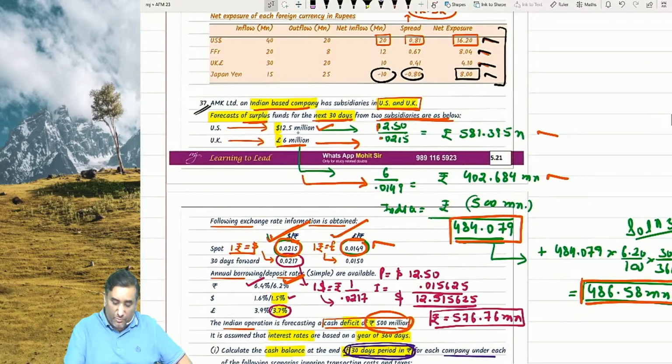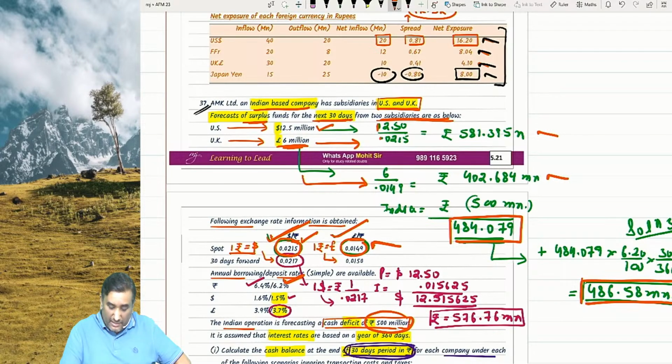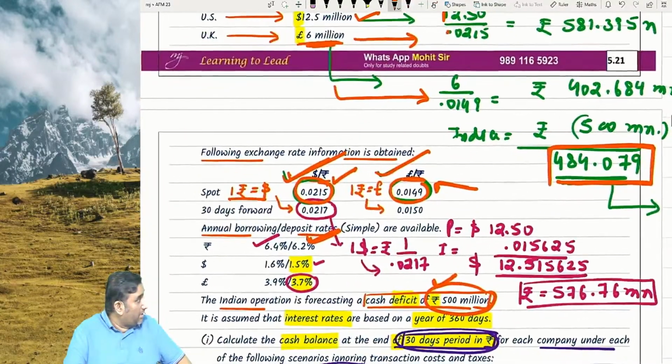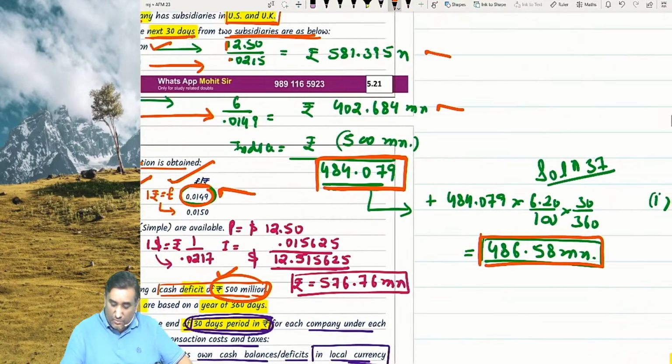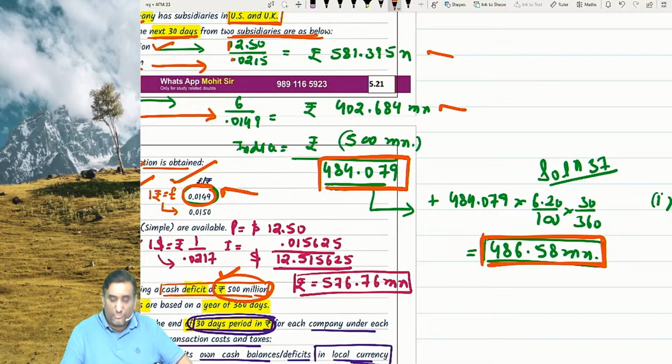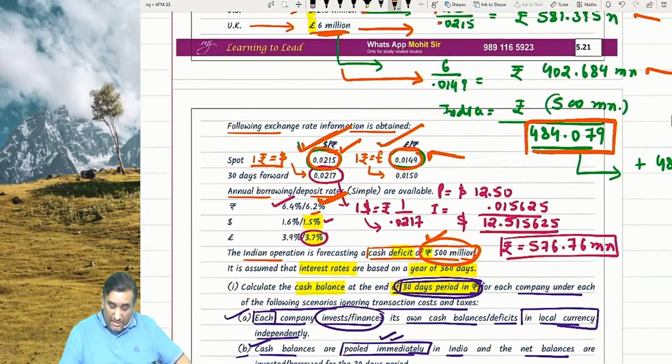Please look up. 12.5 converted at the spot rate, divided by 0.0215. The 6 million pounds converted at the spot rate 0.0149, plus India's deficit was what? 500. Total becomes 484.079, and the earning rate would always be lesser than the borrowing rate. Borrowing rate would be 6.4 here. The earning rate is 6.2. So you multiply by 6.2 and 30 days, and you get to know that if you pull immediately, your balance after 30 days would be 486.58.